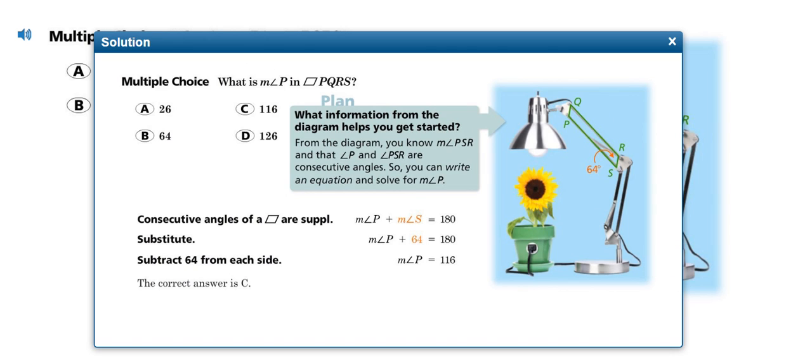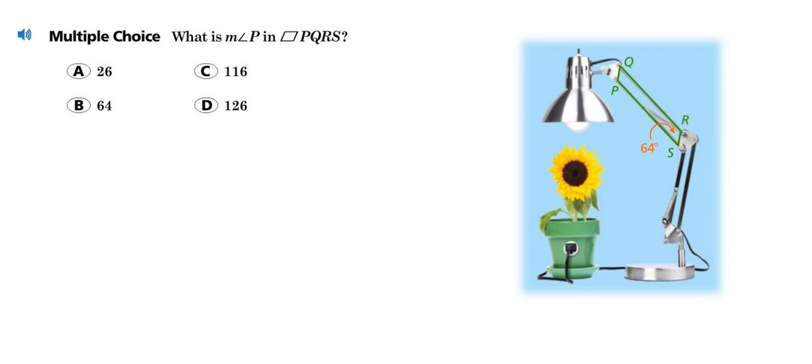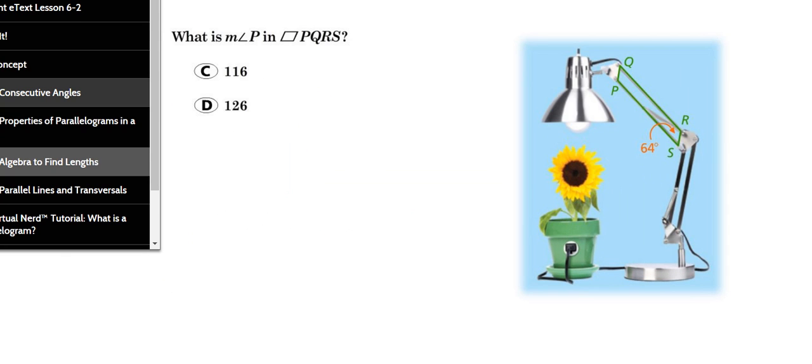And we take a look. P plus S should equal 180. That's because consecutive angles of a parallelogram are supplementary. We plug in the 64 that we know, and we solve, and we get 116. So the correct answer was what we said, C. Alright, let's move on to a couple more problems.